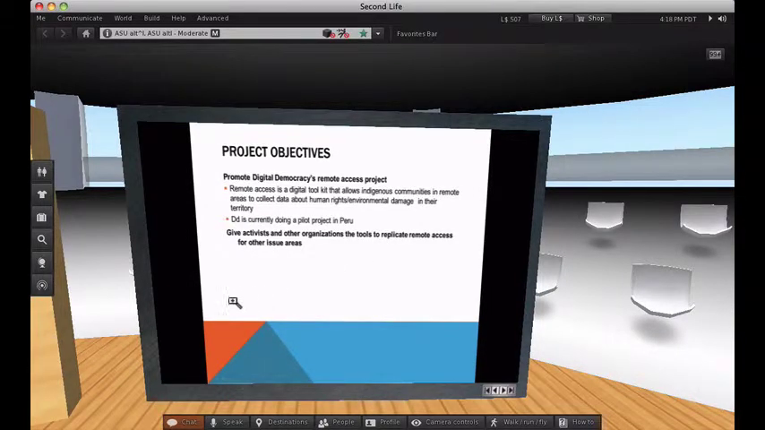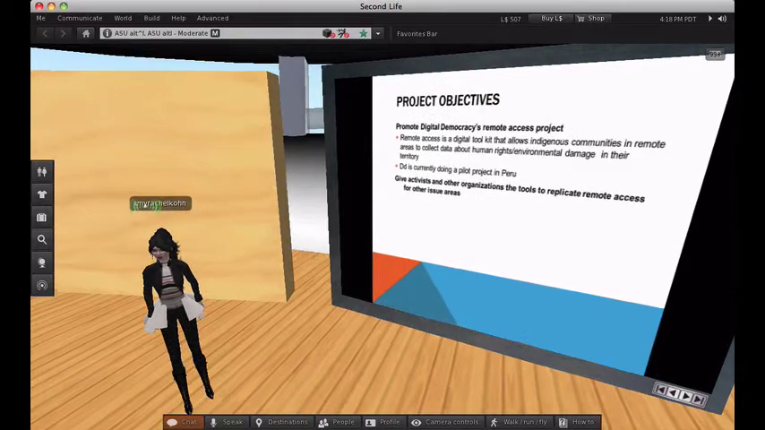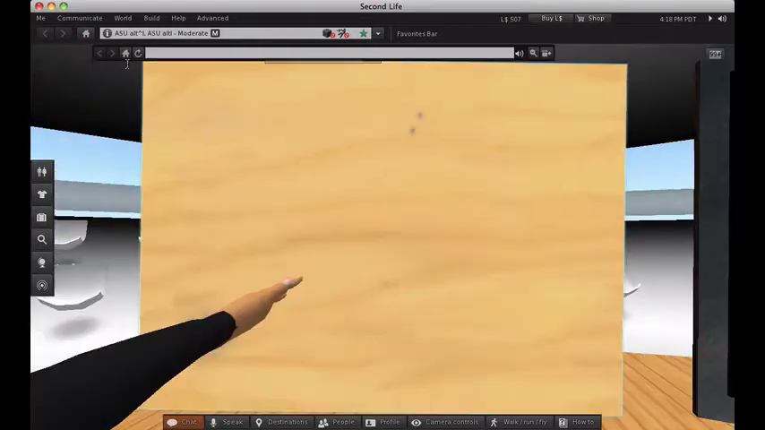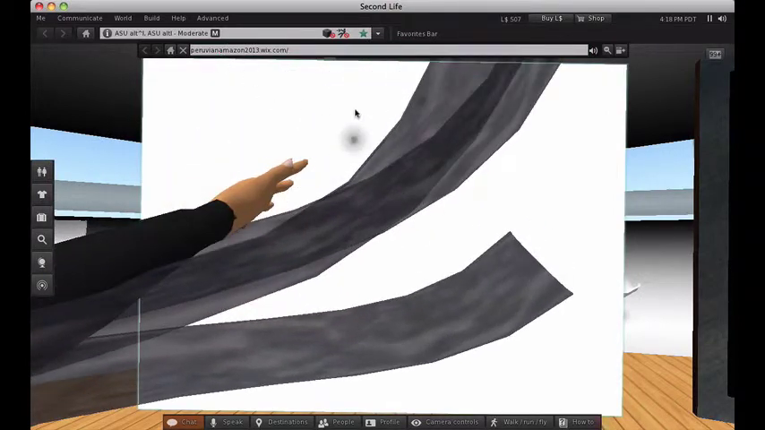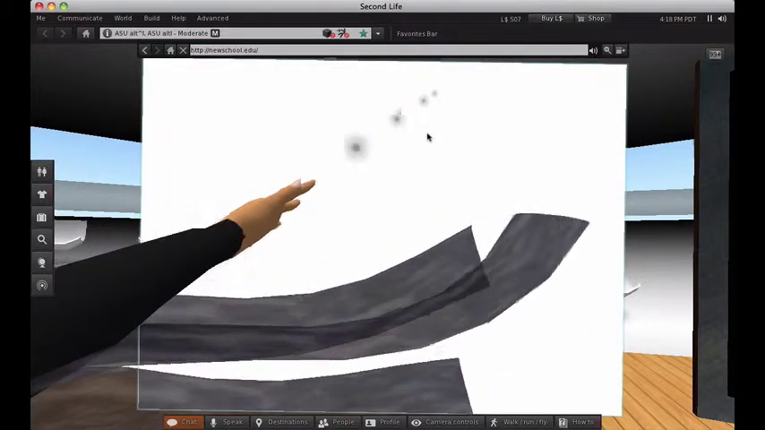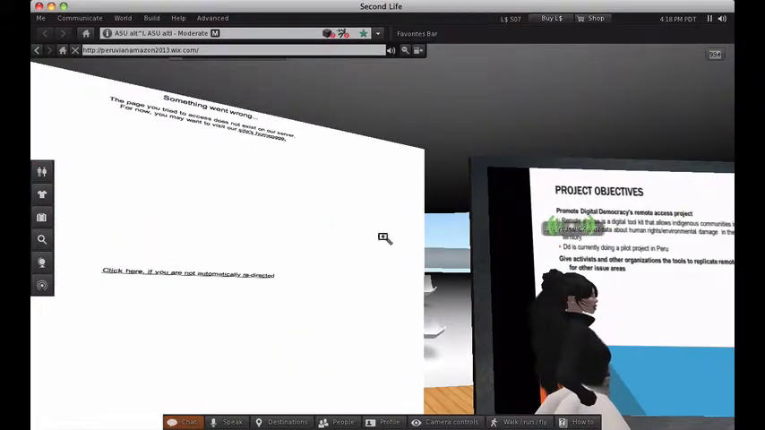So one of the things that we really wanted to make sure of was that we mention Peru because we think that project is very compelling, but we didn't want to make the site about that because this really needs to be a broader kind of situation.